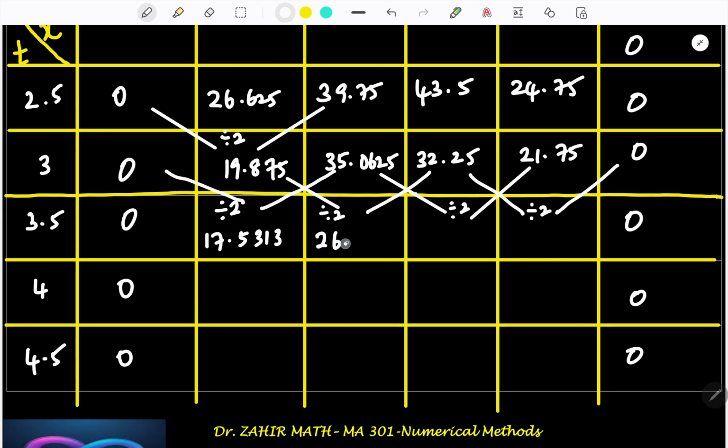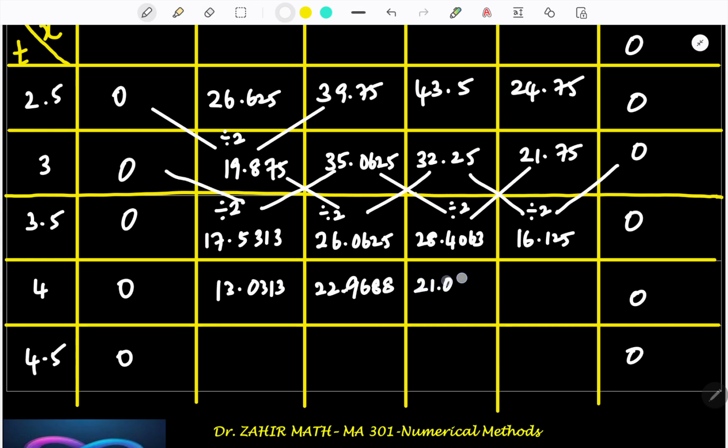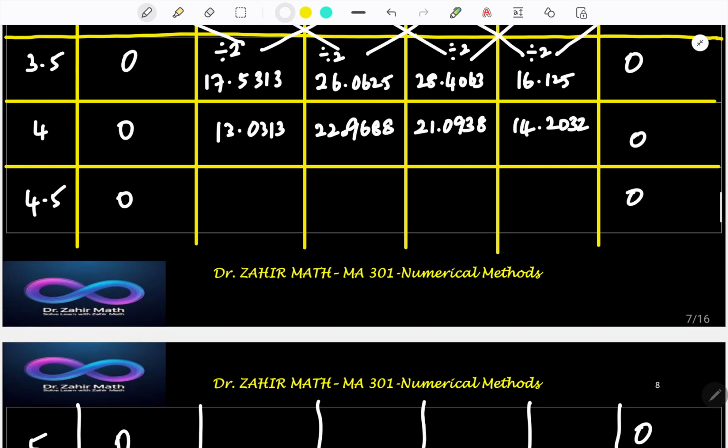So I'll get 17.5313, 26.0625, 28.4063 and 16.125. And the next is 13.0313, 22.9688 and 21.0938. Okay. And then it is 14.2032. Next is 11.4844. I'll reduce the size.